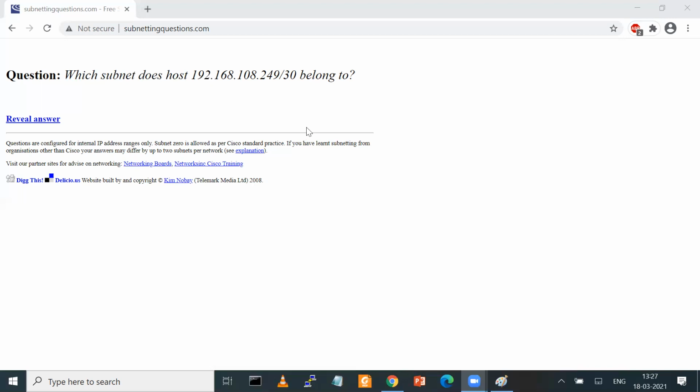Guys, did you all get the answer to this question? You all calculated it? Yes, Praveen? 248, sir. Actually, here the mask value is /30, correct, sir? See, /30. Yes. I'm going to solve it quickly. 192.168.108.249/30. It's class C, correct?